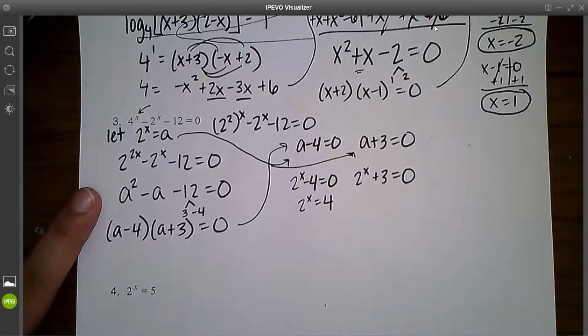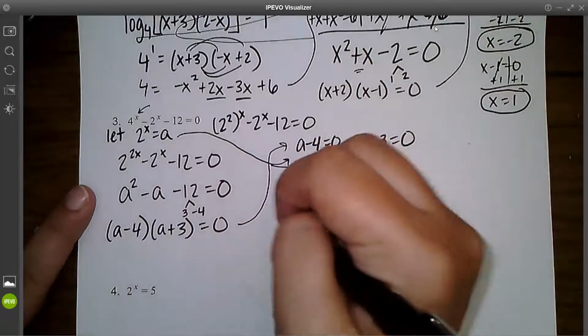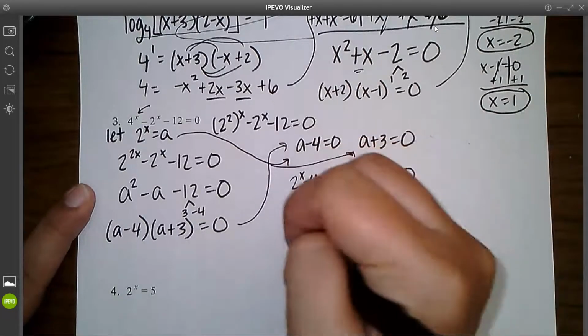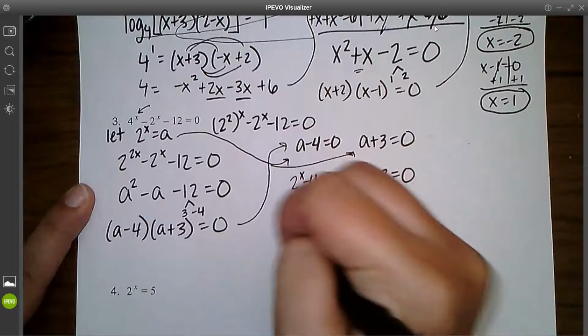You can convert it to logarithmic form. If you're not sure, you can say log base 2 of 4 and type it in your calculator. But 4 is 2 squared, so I have 2 to the x equals 2 to the 2. So that means that x equals 2.